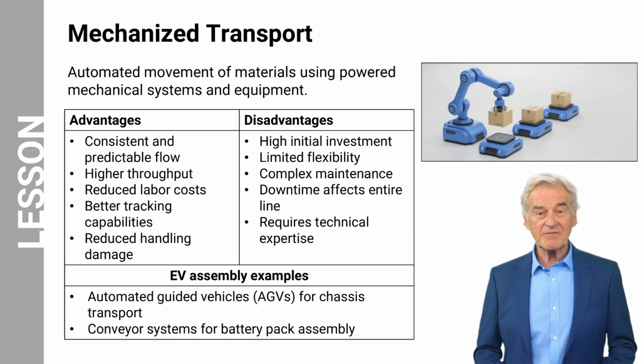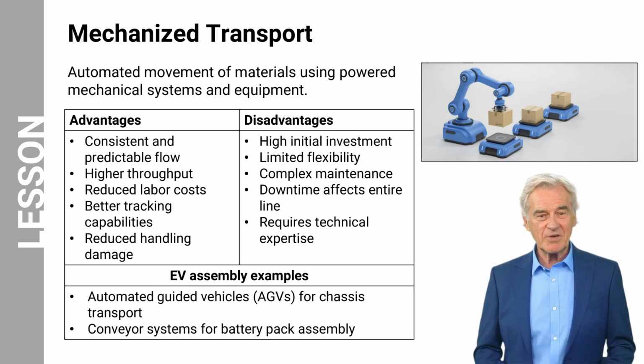Mechanized transport in manufacturing represents a material handling approach that uses powered mechanical systems for automated movement. In modern EV production, this system is demonstrated through automated guided vehicles, abbreviated as AGVs, handling the transport of chassis components, and conveyor systems transporting battery pack assembly. The system delivers significant operational advantages, including consistent material flow, increased production throughput, and reduced labor requirements. Its enhanced tracking capabilities and minimal handling damage make it particularly valuable for high-volume production.